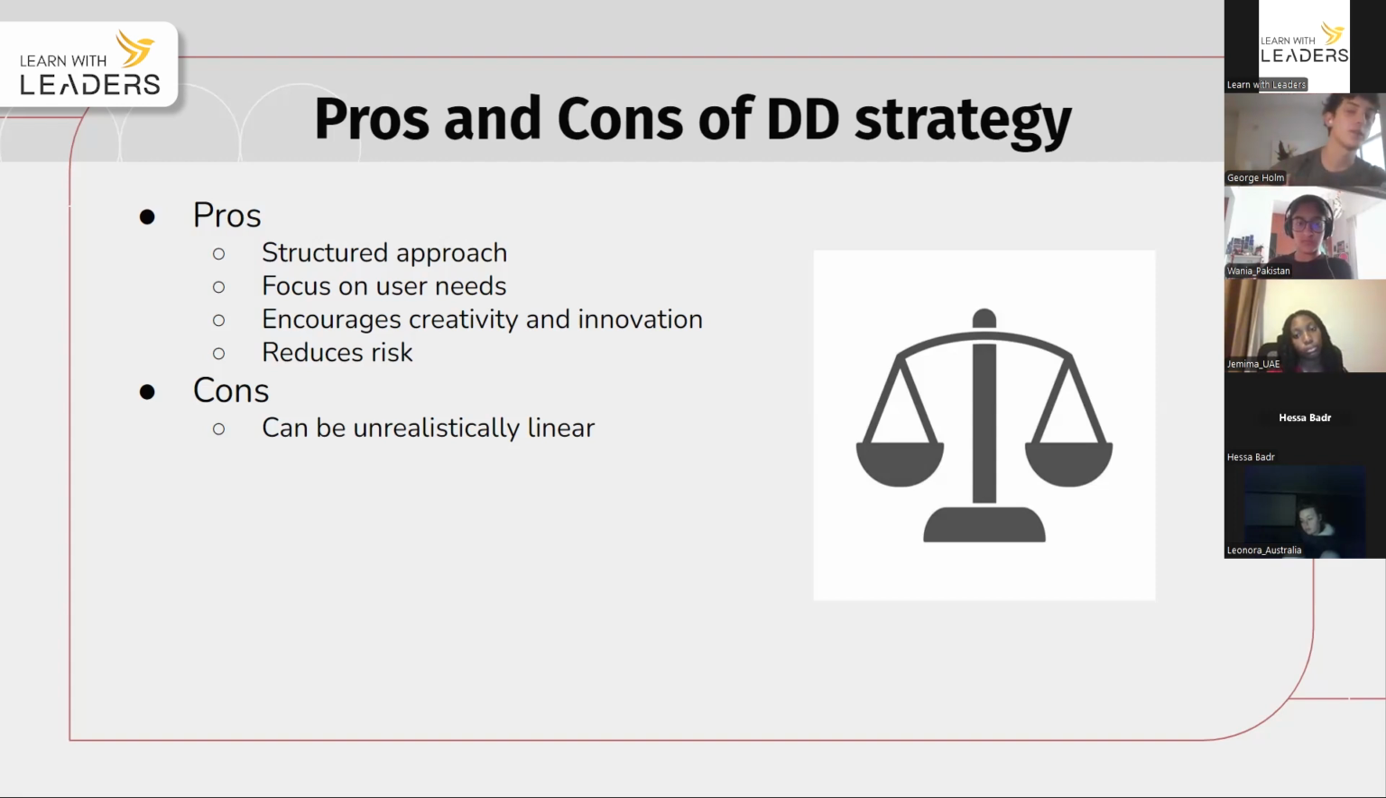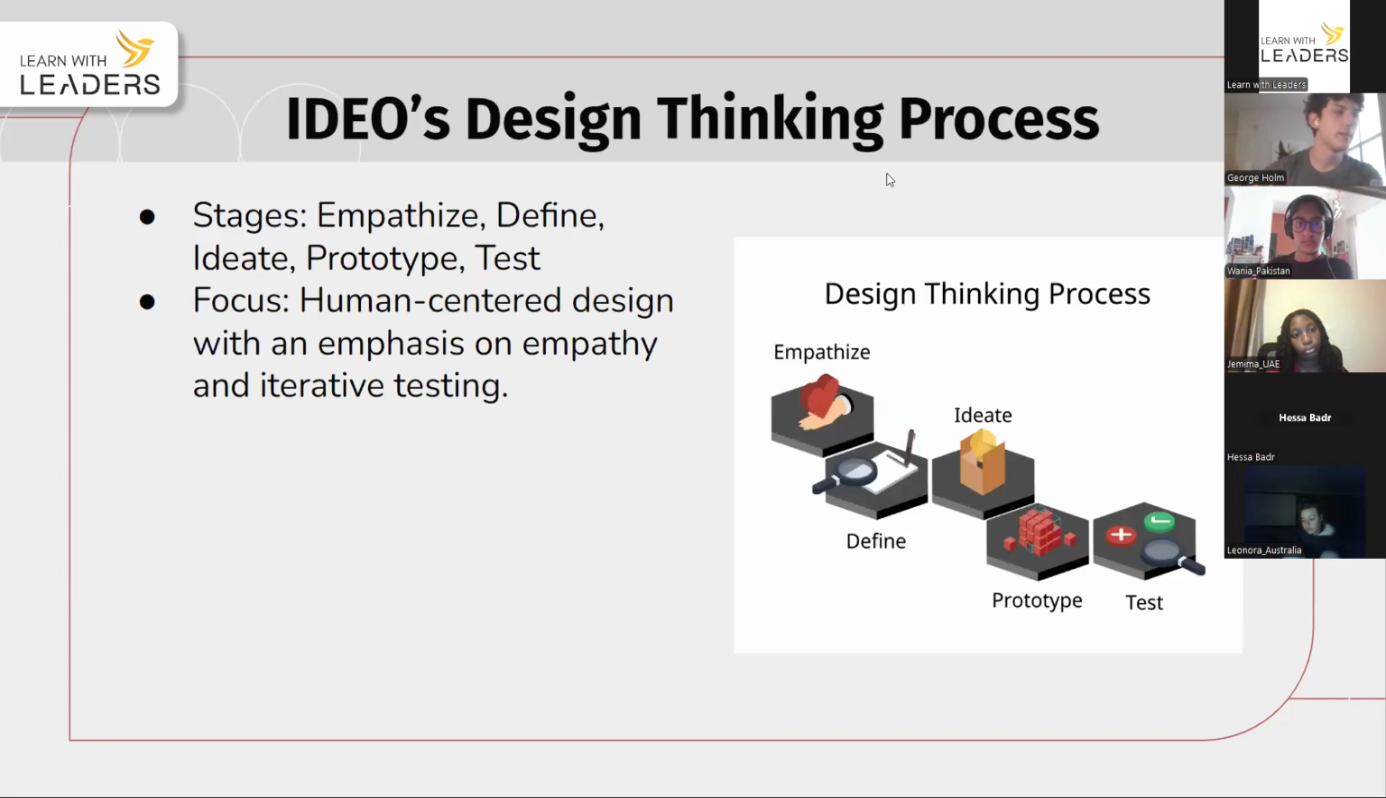Yeah, so I guess we can also talk about some other models. If that one wasn't quite up to your standard, you'll see that all of these models follow a similar approach. And there's one of them that I think is really good, but we'll talk about that. So we also have IDEO's design thinking process. These have the stages: empathize, define, ideate, prototype, test. Very similar. This focus is if you're trying to do more human-centered design, so the emphasis on empathy, say that 10 times fast, and iterative testing.